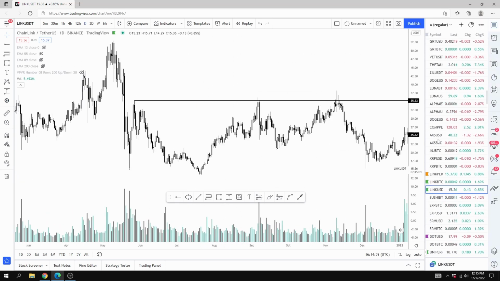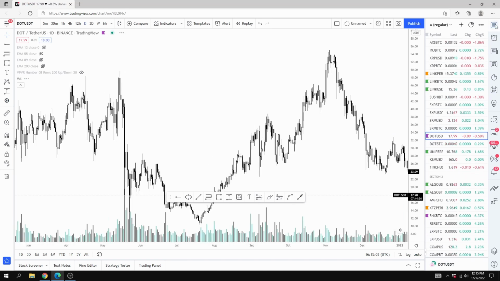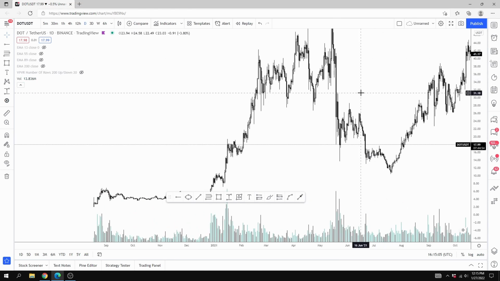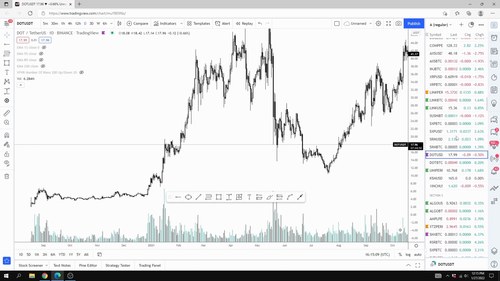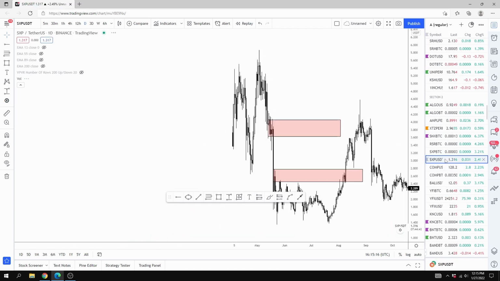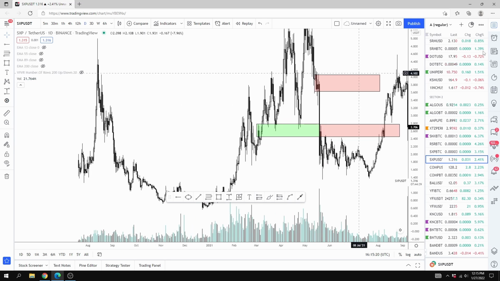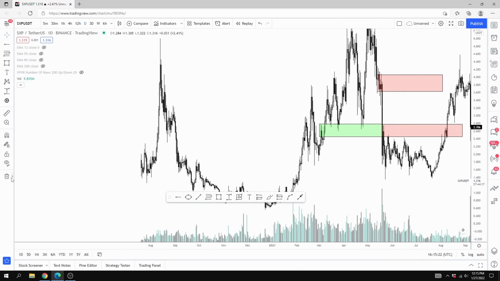So let's also look at a few other types of bottom structures. Let me take a look. I should have prepared a little bit better. I'm sorry. Let's look at some older coins. Okay, sure. SXP.